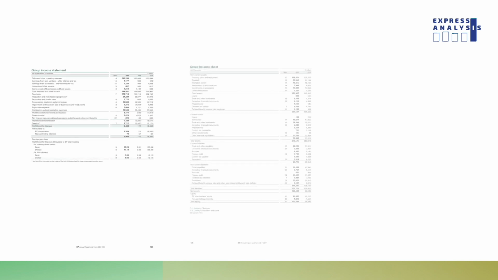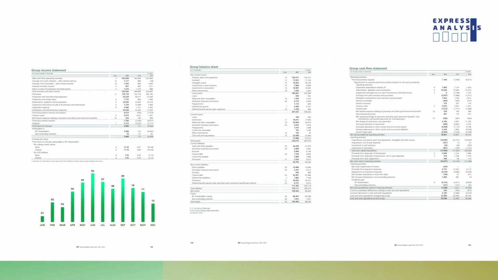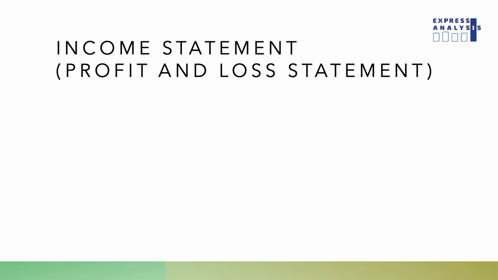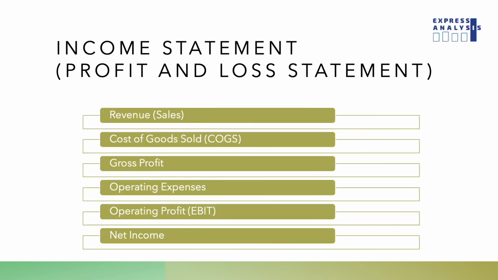In this lecture, I will focus on the three primary financial statements: the income statement, the balance sheet, and the cash flow statement. Each of these statements provides unique insights into different aspects of a company's operations, and together, they form a comprehensive view of a company's financial performance. The income statement reflects a company's financial performance over a given period, usually a quarter or year. It details the revenues earned and expenses incurred, ultimately showing whether the company made a profit or incurred a loss.